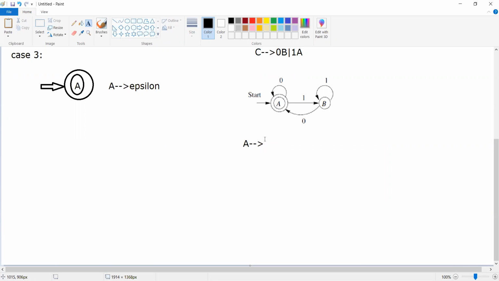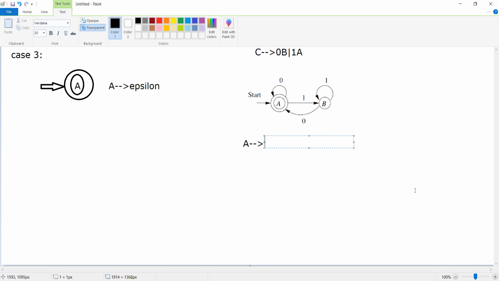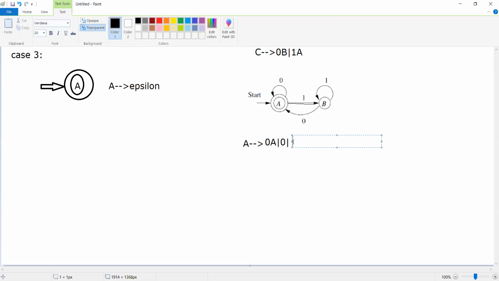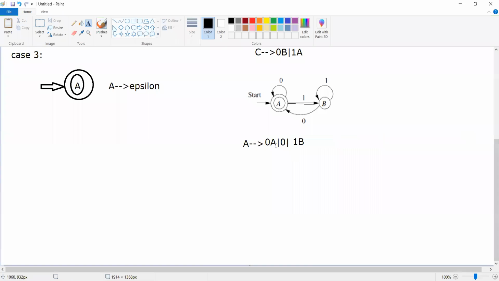As this is the final state, now we need to consider two things. What are the two things? 0A or 0. Then one more transition which we have is A on 1, it goes to B. So here we need to specify A on 1 it will be B. So this is how we are going to write the A transitions.